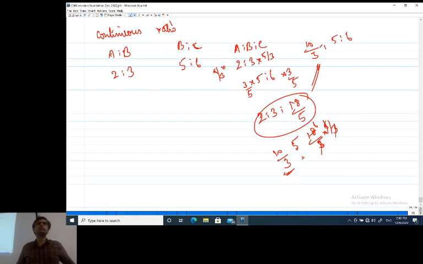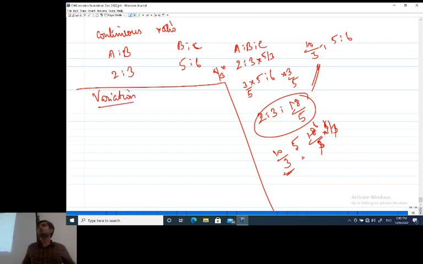Understood? Okay? Now coming to the next small topic in this area, variation. Now what is variation? When one variable changes in a given relationship, how does the other variable change? Say x is dependent on y. If y goes up, x goes up, then it is called direct variation.